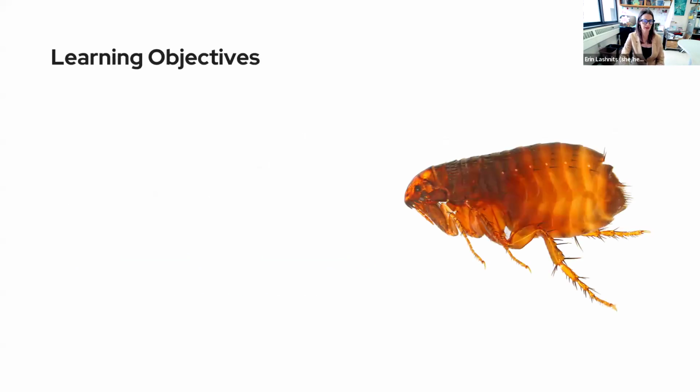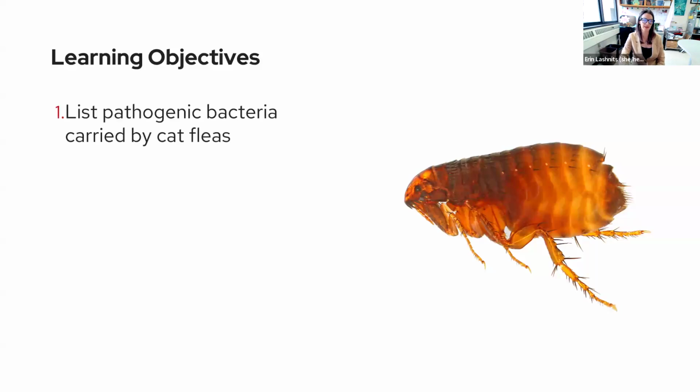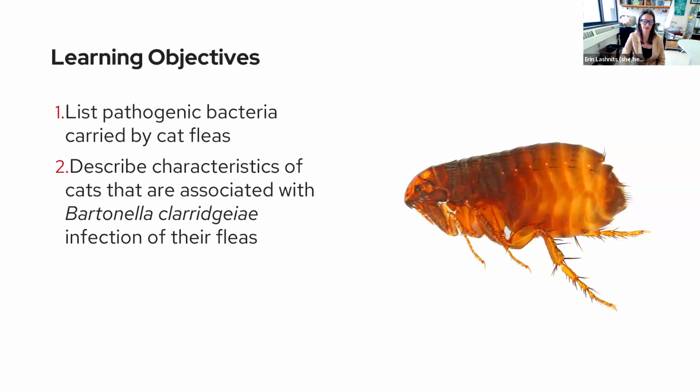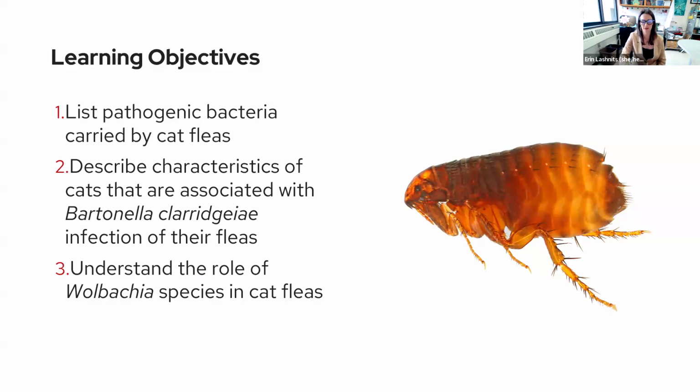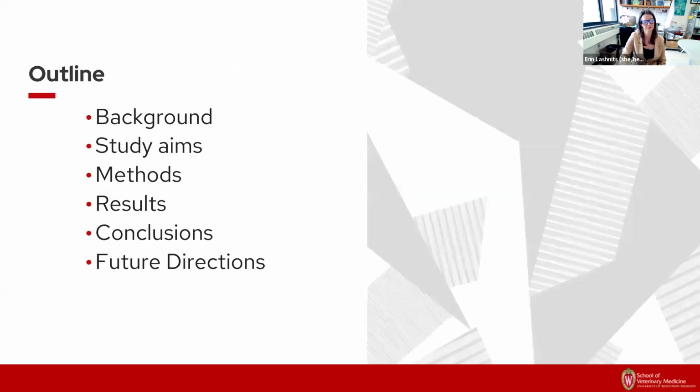So I have a few learning objectives here. First, I hope by the end of this presentation that you'll be able to list the pathogenic bacteria that are carried typically by cat fleas. Secondly, to describe the characteristics of cats that are associated with Bartonella infection, and particularly Bartonella clarridgeiae infection, in their fleas. And thirdly, I hope that you'll be able to understand the role of Wolbachia species in cat fleas.